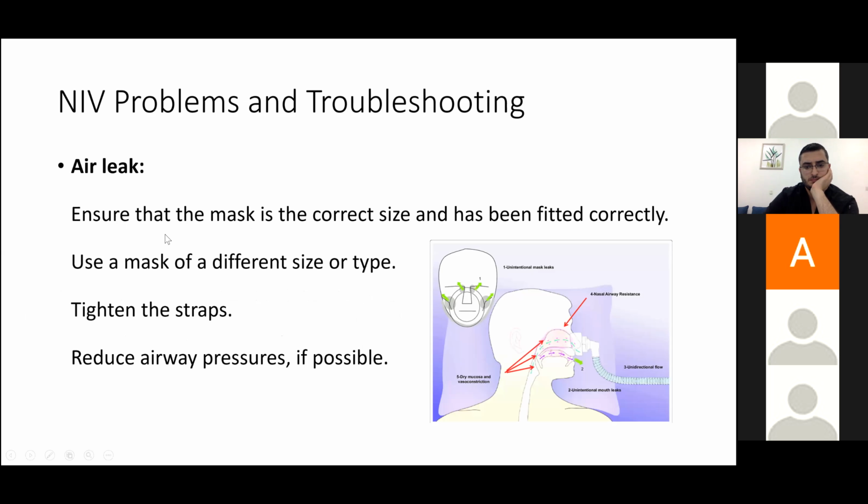Air leak, if you have this problem, then you make sure that the mask size is correct, that it has been fitted correctly. You can change the type of mask, maybe tighten the straps if needed. And sometimes if you reduce the pressure, that also might improve the air leak that might happen.